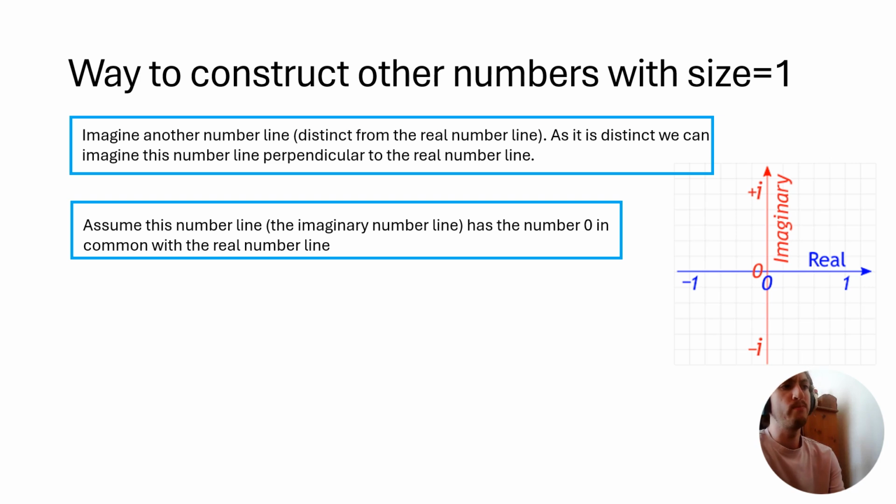So we make sure that the imaginary number line also has the number 0 on it, just as the real number line does. So now we have two number lines which are perpendicular to each other, and they intersect at the number 0. Therefore, we have essentially now built up something that looks a lot like a graph using x, y, or Cartesian coordinates.